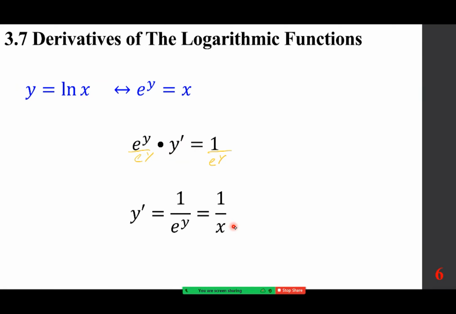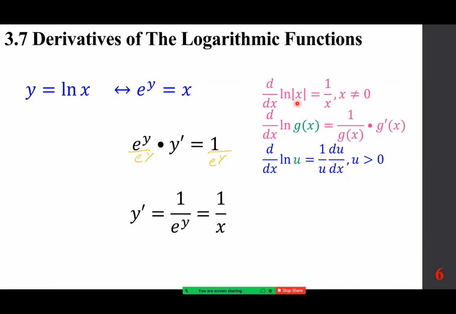So by the same token, in the case of g of x, instead of x, we are going to write the reciprocal of that, by the chain rule times g prime of x. And in many cases, we say we let u be g of x. U is a function of x. So for ln u, the reciprocal is 1/u, and the derivative of u is du/dx.